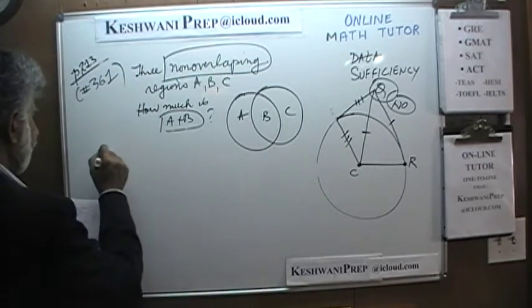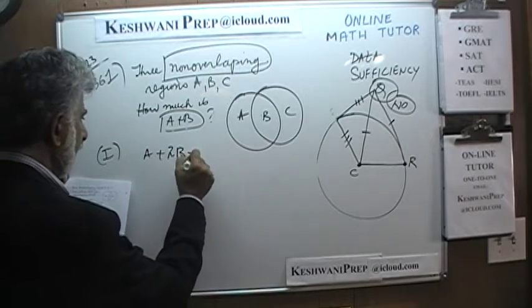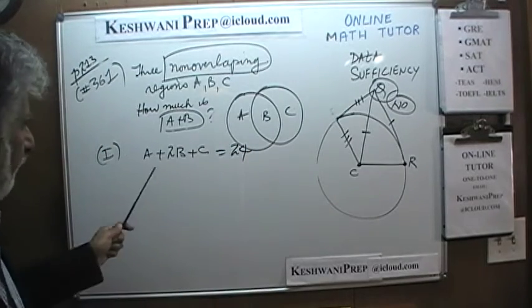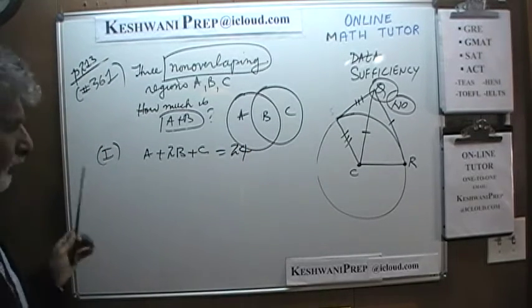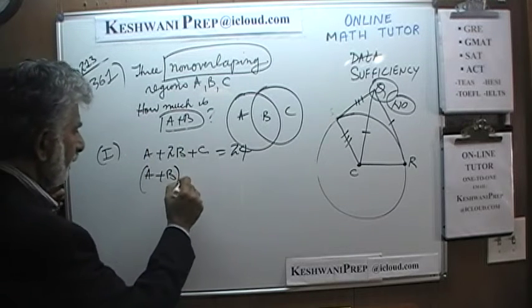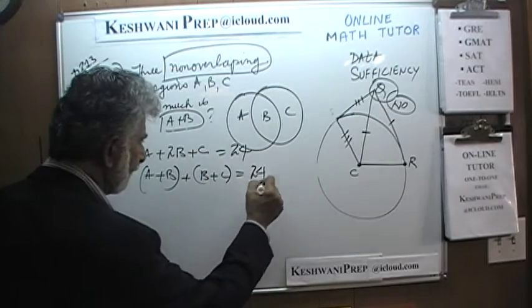Let's see what we can do. Statement 1 tells us that A plus 2B plus C equals 24. A plus 2B plus C equals 24, which can be written as A plus B, because that's what we are interested in, plus B plus C equals 24.